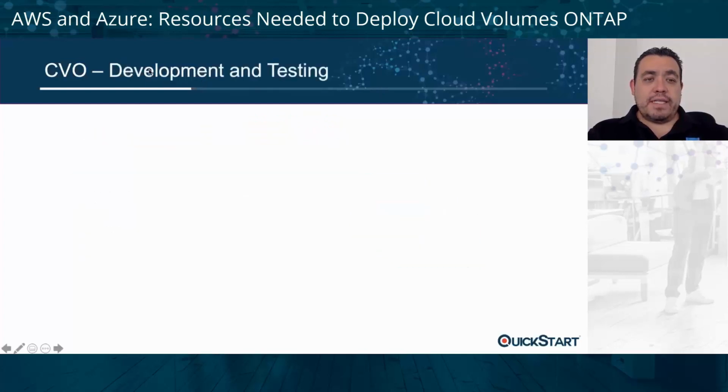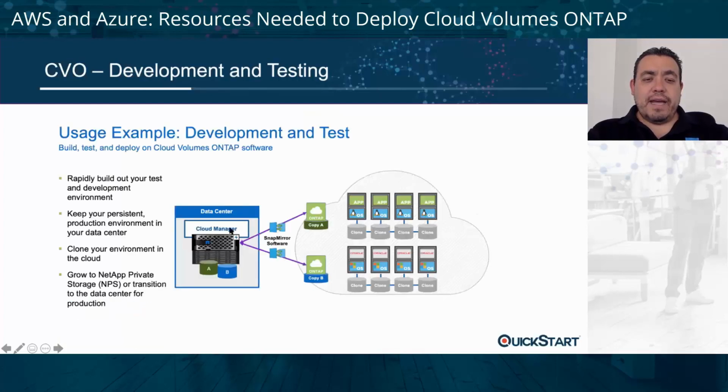Another use case for CVO is development and testing. As you can see in the example, guys, on the screen, we have a replication from on-prem to a CVO-A and then a CVO-B. And then from that CVO, we can create clones. Okay? And that's something we can do with FlexClone. And we can create as many clones as needed. And then if you want to, you can clone the clone. Okay, so we can keep cloning and we can have many, many clones.